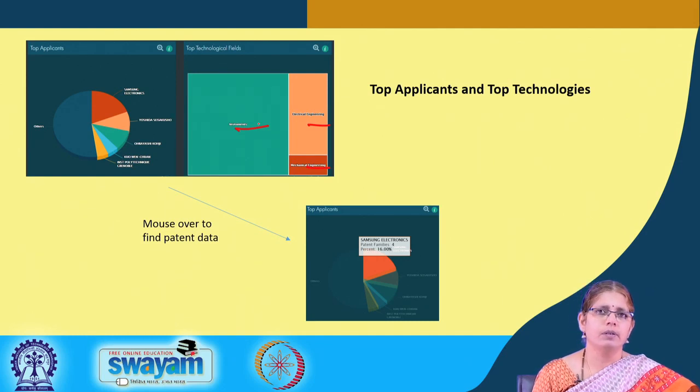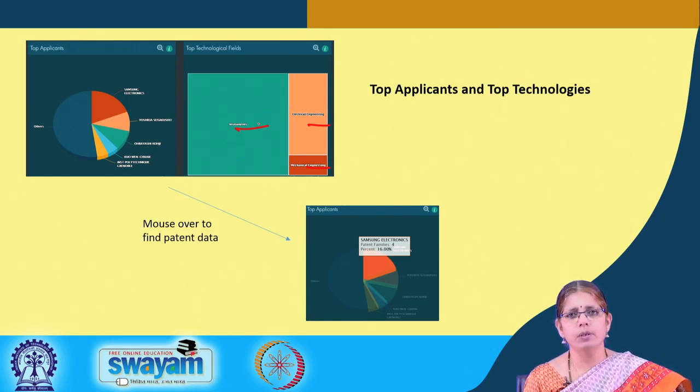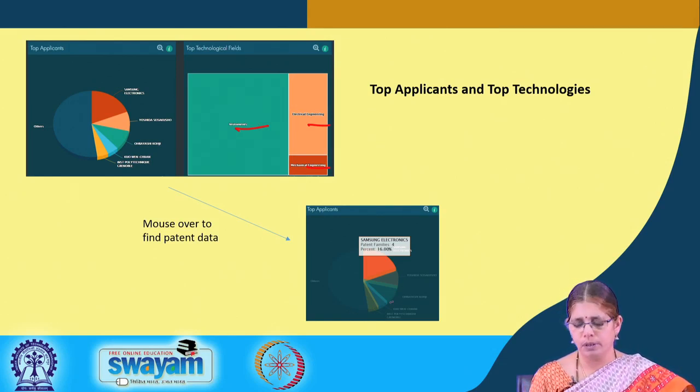In order to understand the specific aspect of the data, one can actually do a mouse over. For instance, on this aspect of top applicants, we are doing a mouse over to understand in case of Samsung Electronics what is the patent strength. Here it is represented by 4 patent families and represents 16% of the patent coverage. So, this is how you can do a mouse over in relation to all the other different applicants and understand what are the percentages of patents that each of them have.